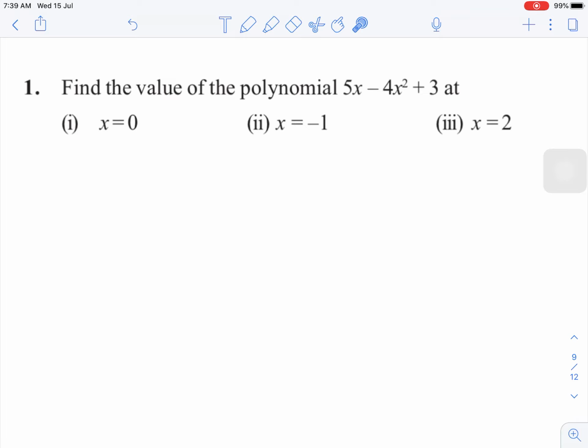Now what condition is given? Find the value of the polynomial. Here we are given a polynomial, so we will write it in p(x) form. Solution: let p(x) equals 5x minus 4x square plus 3. Now we have to find different values. We have to find the value of this polynomial when x is equal to 0, when x is equal to minus 1, and when x equals 2. So you have to write here.